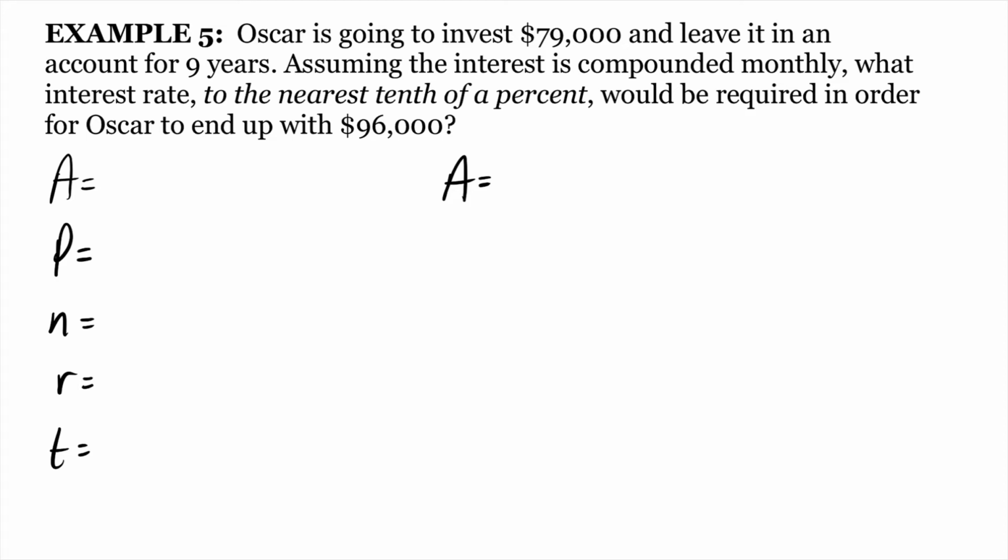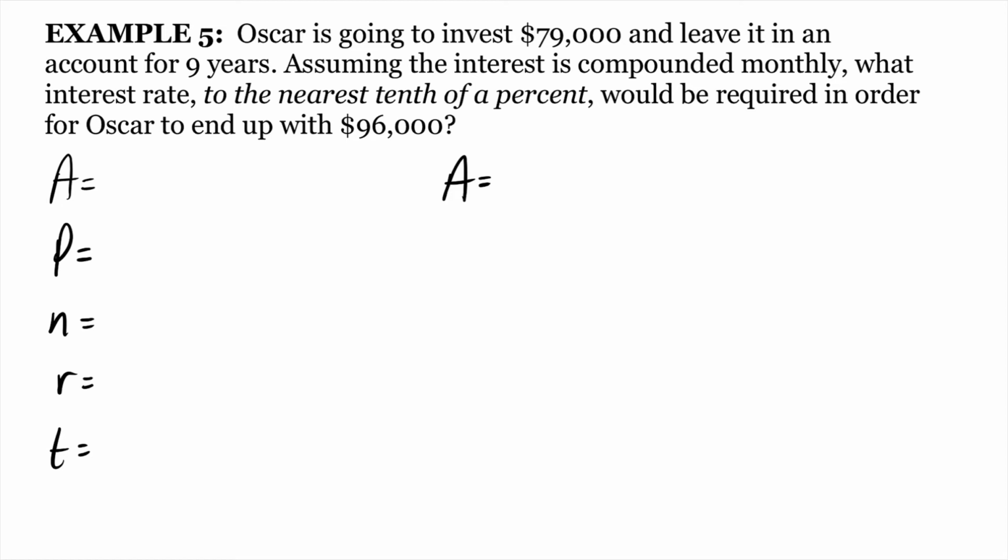Okay, so Oscar is going to have $79,000. He's going to deposit that, or invest that, and leave it in an account for 9 years. So he's not going to touch it. Not going to pull anything out, not going to put anything in. He's going to leave it in there for 9 years. Assuming that the interest is compounded monthly, what interest rate to the nearest tenth of a percent would be required in order for Oscar to end up with $96,000?